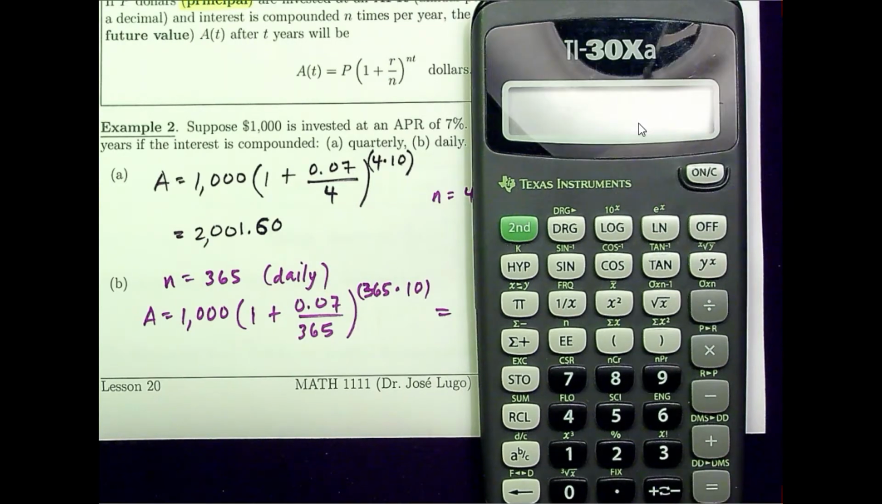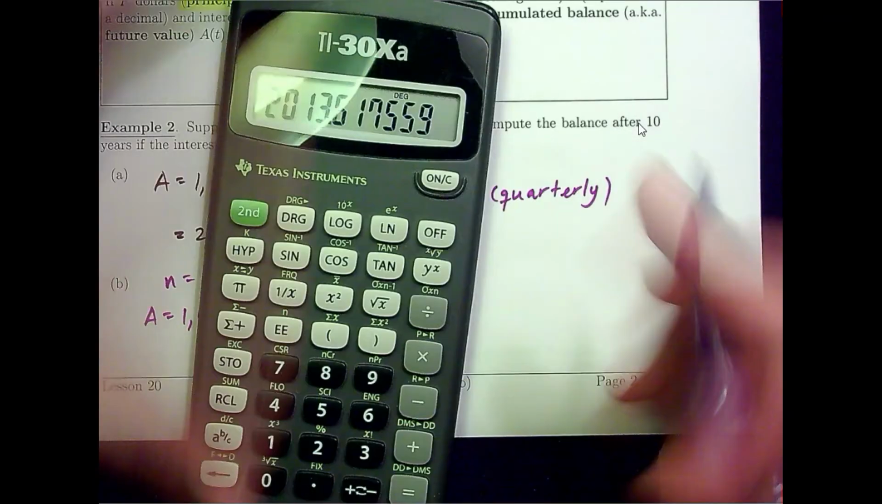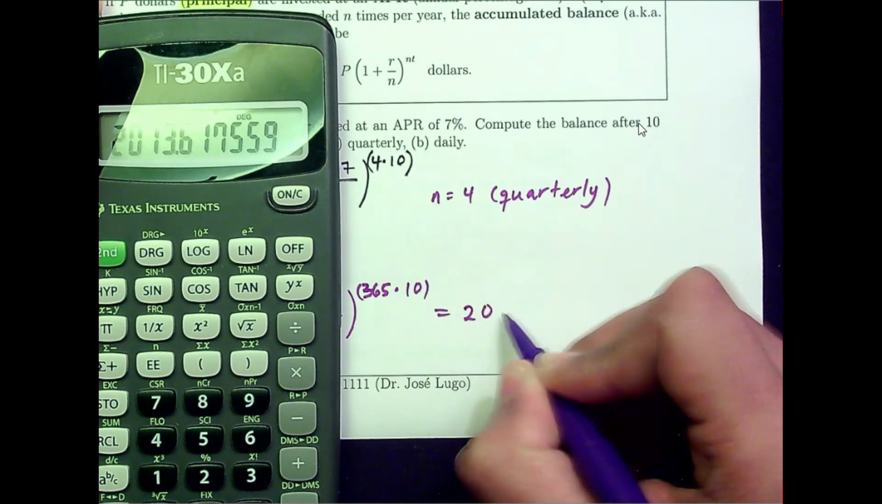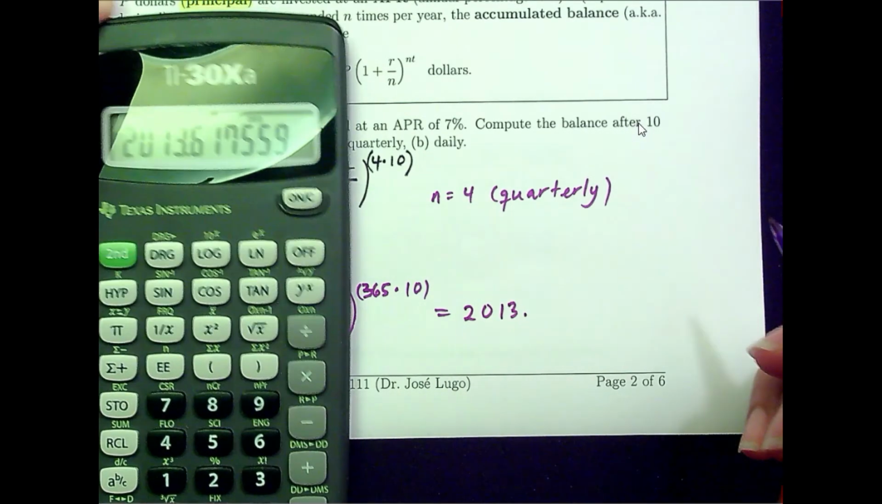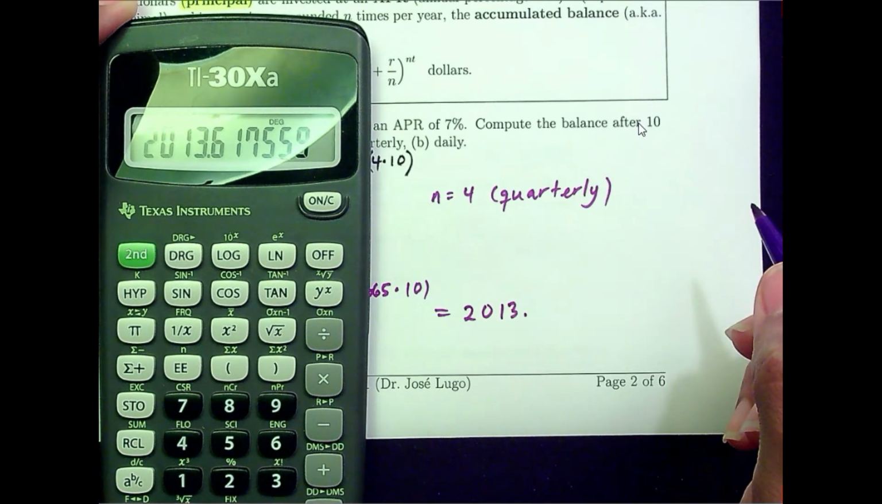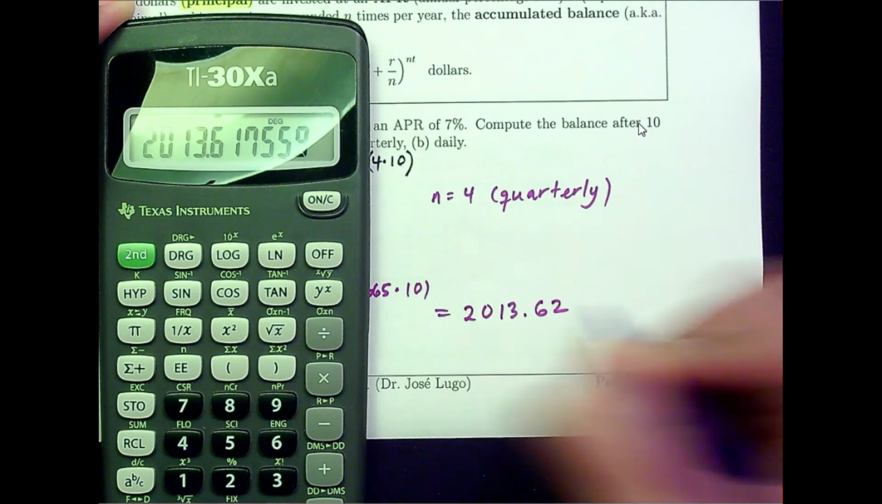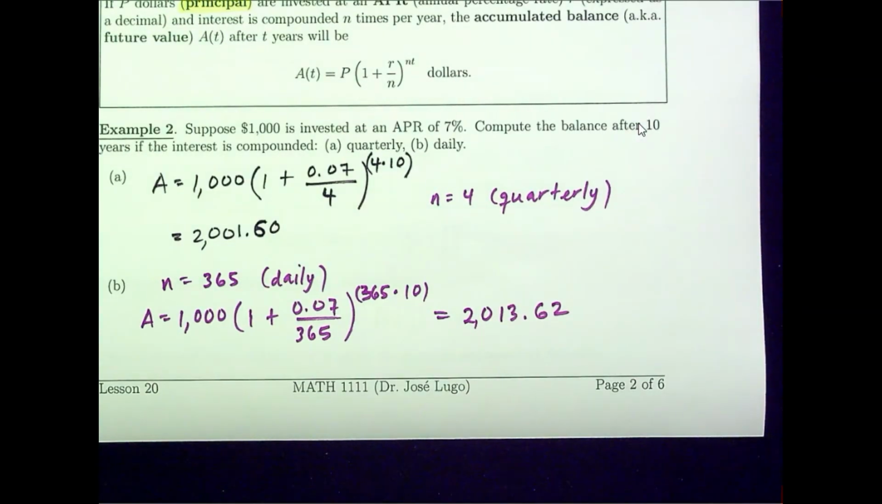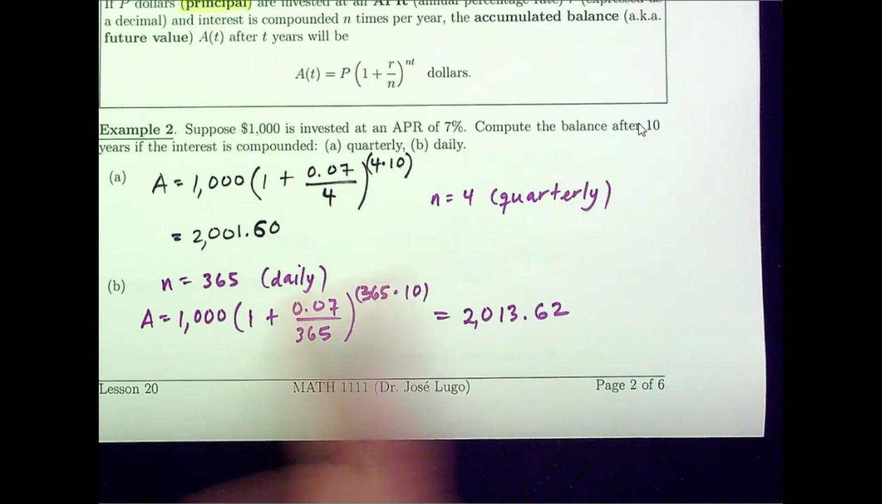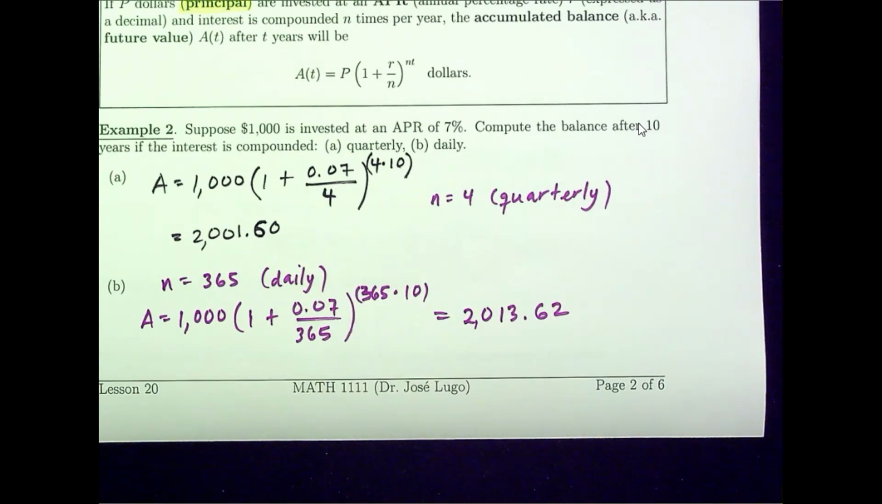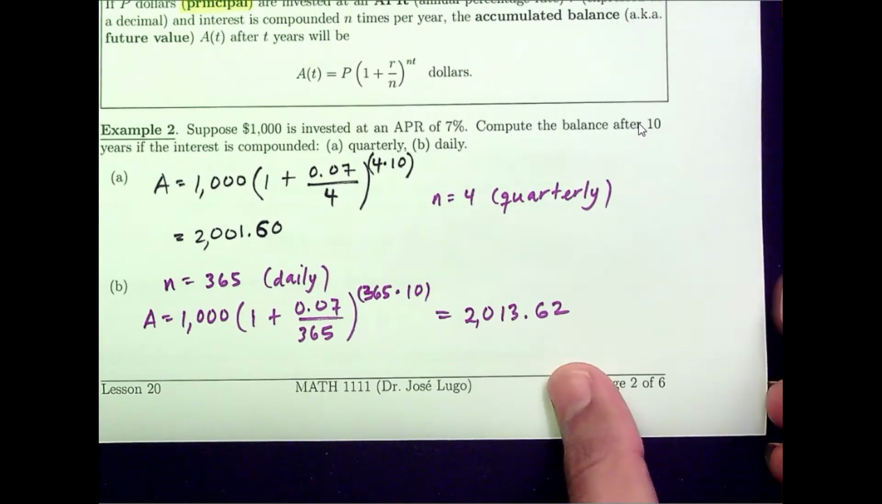Hit the equal sign, and the answer is 2013 point, and then rounding this to 2 decimals, since it's money, that would be 62. 2013 and 62 cents. So even though you leave it for the same length of time, 10 years, and you're getting exactly the same APR, because you're compounding it more frequently, namely daily, you're going to get a little bit more money at the end of the 10 years. Not a whole lot more, but a little bit more.